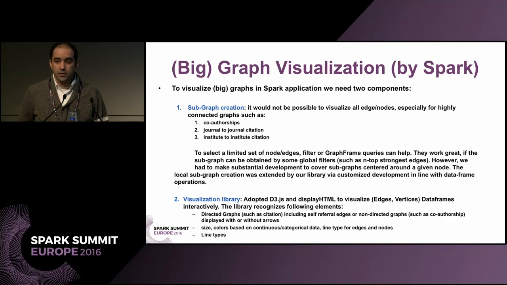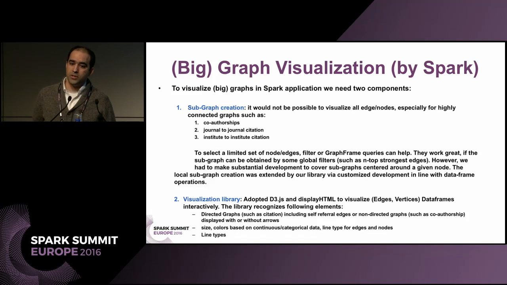For the graph visualization in Spark, we have to take two things into consideration. We want subgraph creation, which can be very important, like how you filter a graph around a person or a node or around the global. The global filter is easy, but to come up with a subgraph within that, it's a bit harder. And then a visualization library to apply those things.